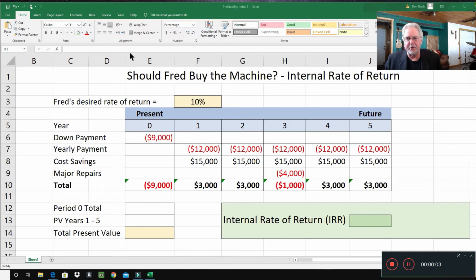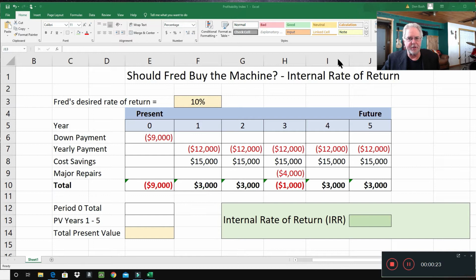Today we're going to learn about the internal rate of return. It is so easy with Excel. It used to not be easy, but nowadays with computers and Excel, it's a breeze, nothing to it. So let's get started. I'm going to bring you up to speed here so you know what's going on in case you haven't been watching previous videos.